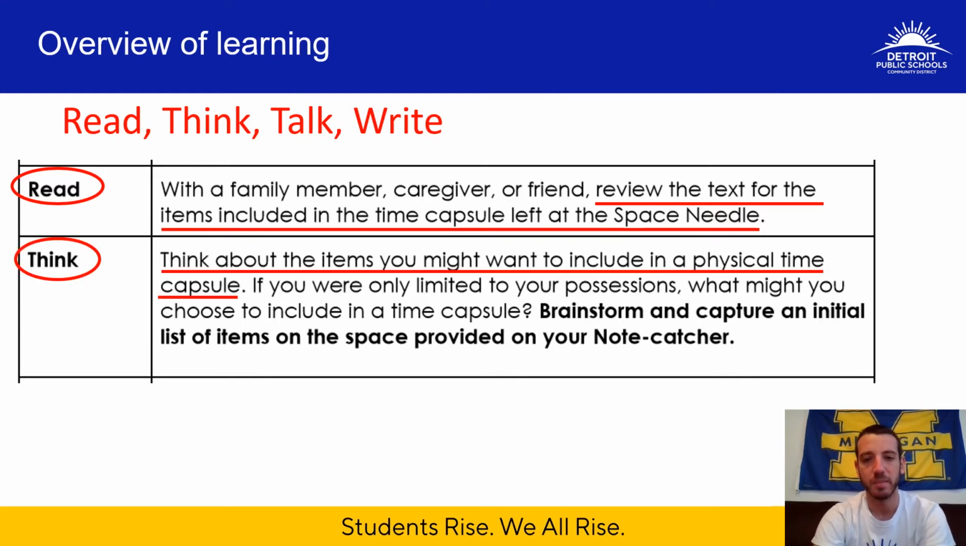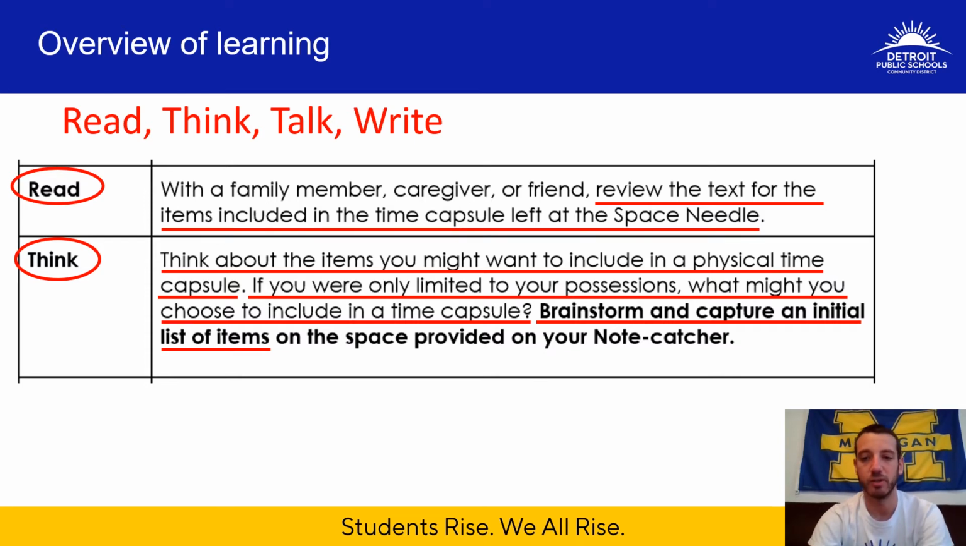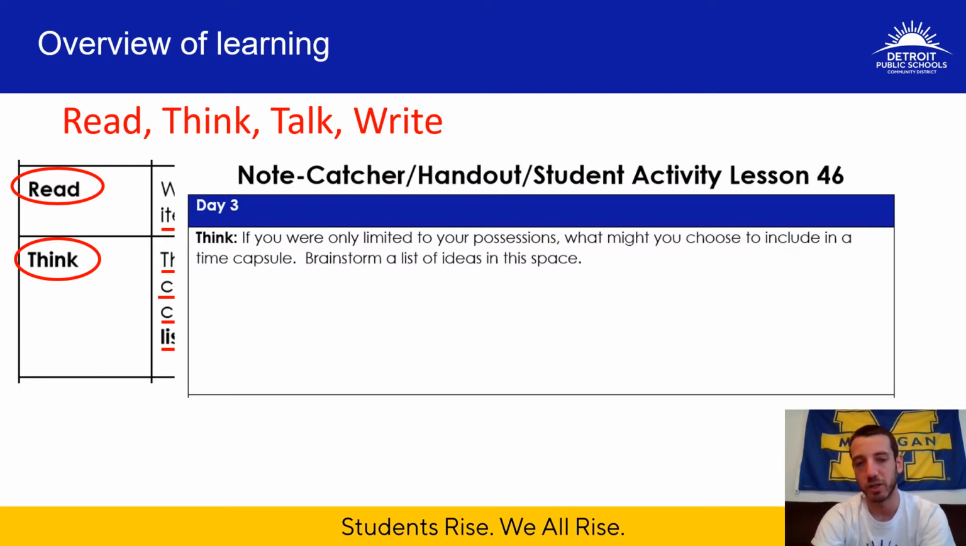For the think section, you're going to think about the items you might want to include in a physical time capsule. If you were only limited to your possessions, what might you choose to include in the time capsule? And you're going to brainstorm and capture an initial list of items on the note catcher. This is just your initial list. It may change, but for right now, you're going to think about which personal possessions you would put inside a time capsule that you were creating. And you're going to go to the note catcher, and in the think section, you'll see that there's a space for you to actually brainstorm these ideas.